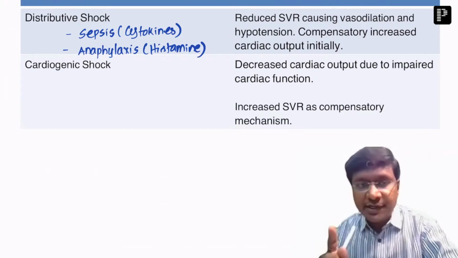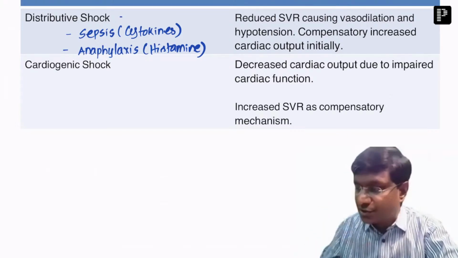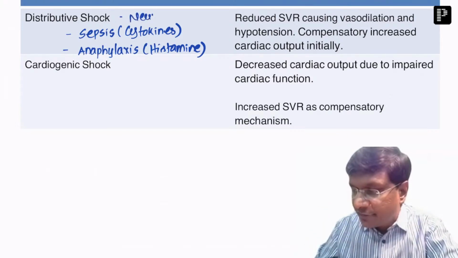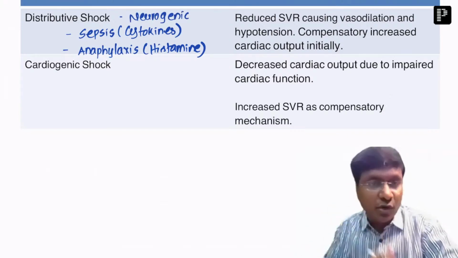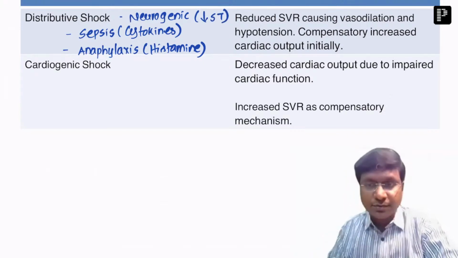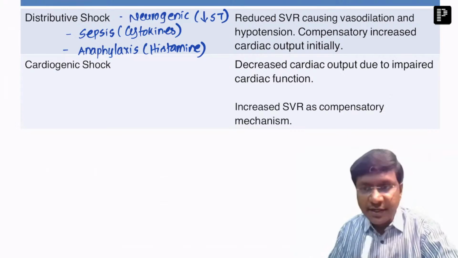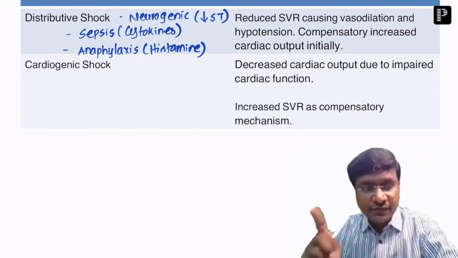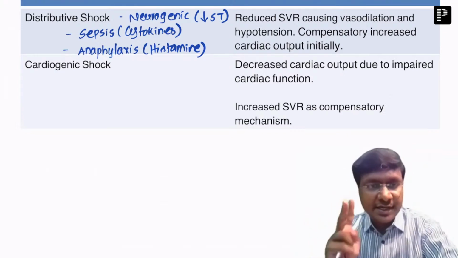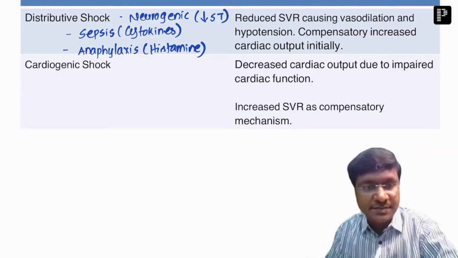And the third important cause for the distributive shock will be a form of neurogenic shock. Right? Now, in neurogenic shock, what will be the problem? In neurogenic shock, there will be decrease in sympathetic tone. These are the causes for the distributive shock. Number one, sepsis, where there will be release of the inflammatory cytokines. Anaphylaxis, where there will be release of histamine. Neurogenic shock, where there is loss of sympathetic tone.